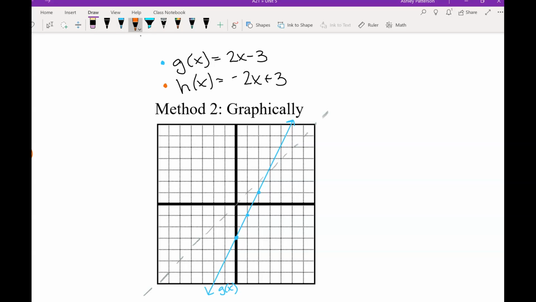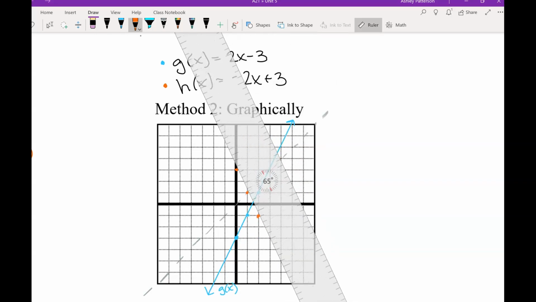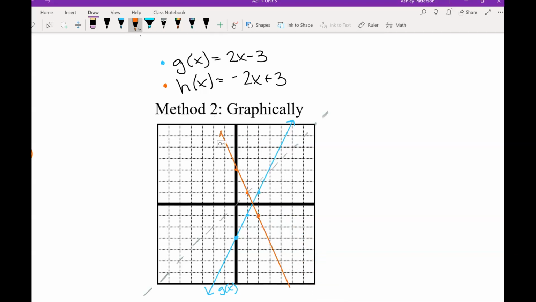Okay, for h of x, I'm going to go up 1, 2, 3. I'm going to go down 2 and over 1, down 2 and over 1. Grabbing my straight edge yet again. Trying to line it up nicely. This is where my OCD tendencies don't help me, but I can get it closer. Just draw the line. Okay, so there is h of x.